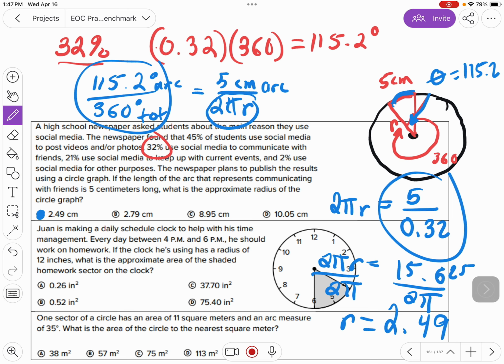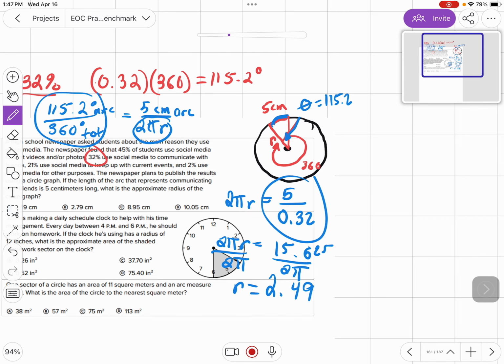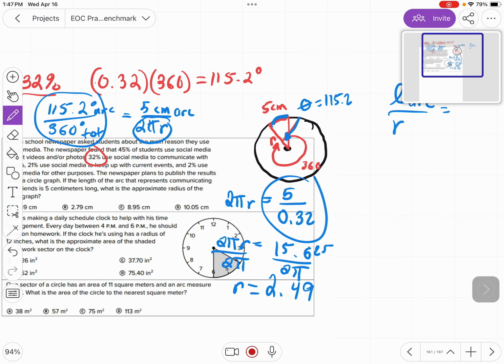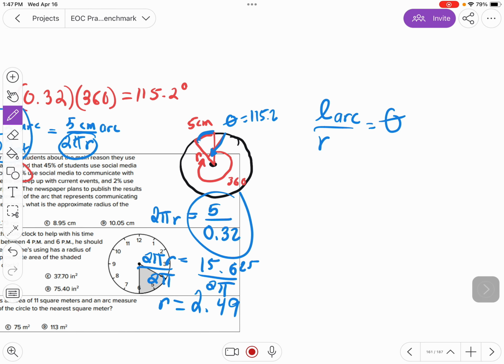All right, so there is another way to do this. Let me show it to you. I'll try to make it fairly quick, but it's a little bit complicated. There is an expression that you should be aware of: the length of the arc over the radius of the circle is equal to theta, but in radians. The length of the arc was given. That was 5. I don't know the radius. That's an unknown. That's what I'm trying to find.